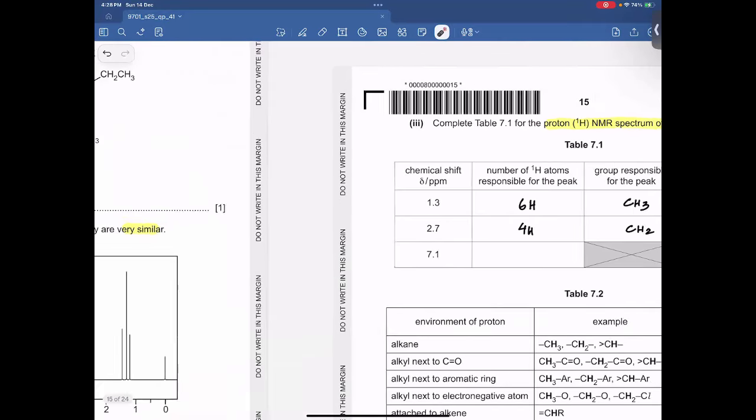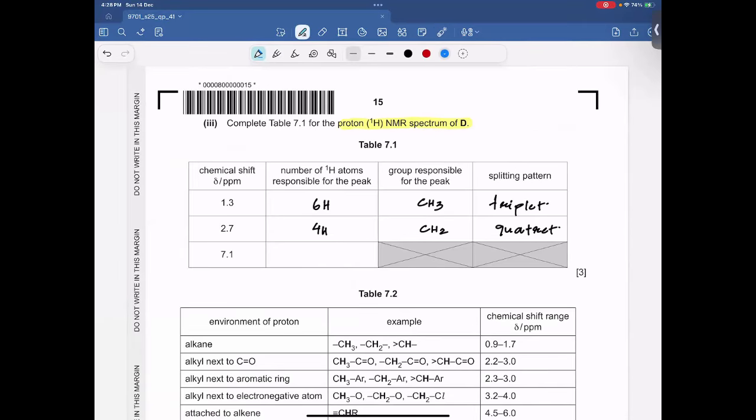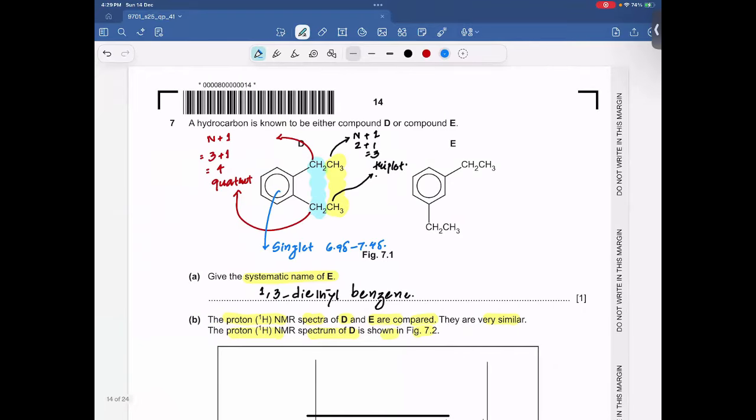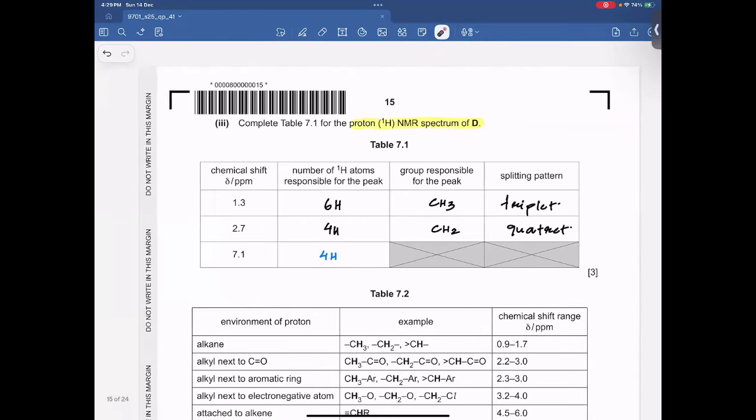So 7.1 has 4 hydrogen atoms again. 4 hydrogen atoms of the benzene ring, okay? Because 2 groups are attached to the benzene ring, which means benzene has 4 hydrogen atoms: 1, 2, 3, and this one is 4. I hope it makes sense to you.